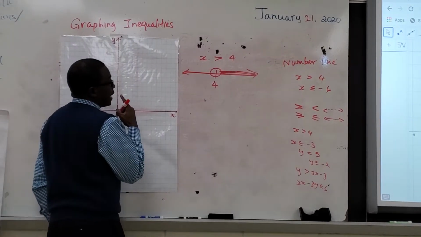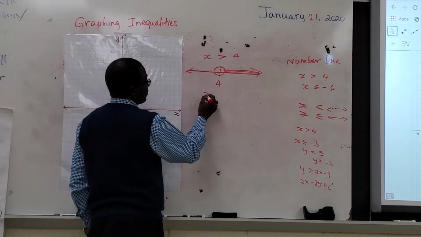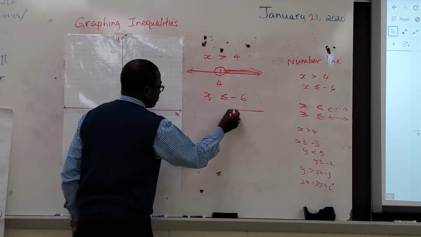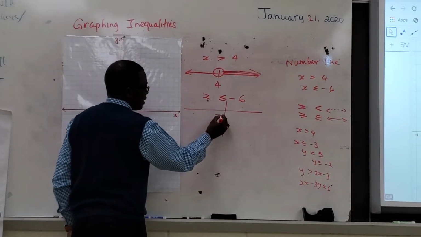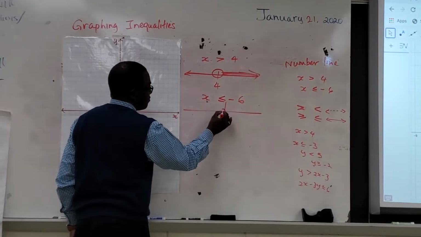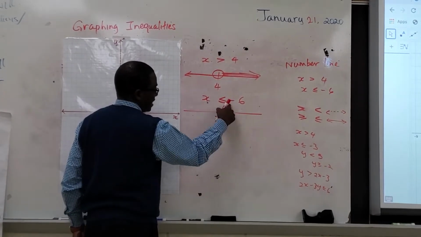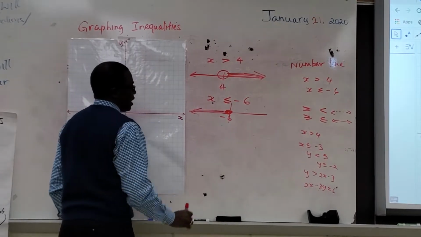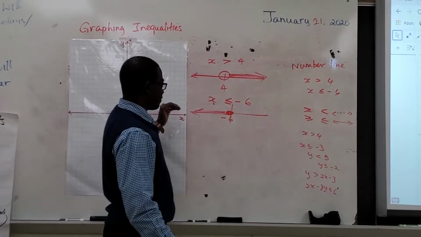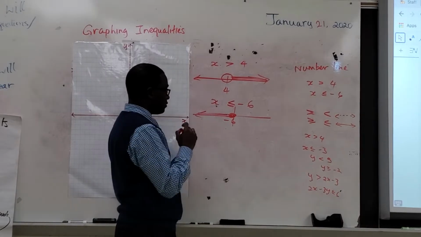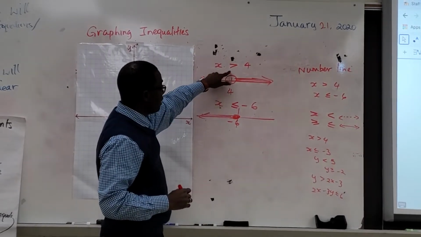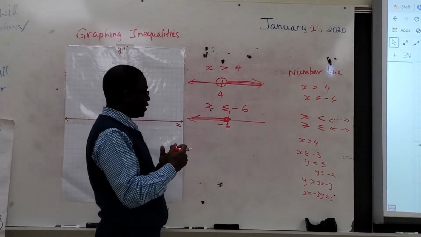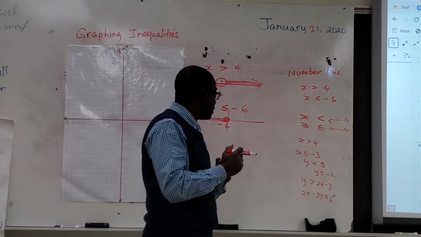Okay? If we're graphing x is less than or equal to -6, on the number line, again you would start at -6, and because it's less than or equal to -6, you go to the left, and you shade everything left of -6, including -6. So notice I have an open circle if it's just greater than, but I have a filled-in circle if it's less than or equal to.